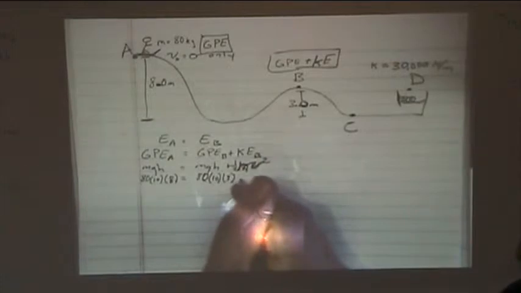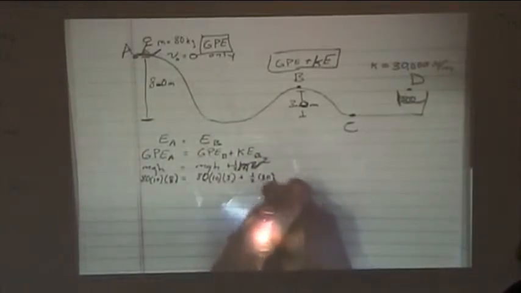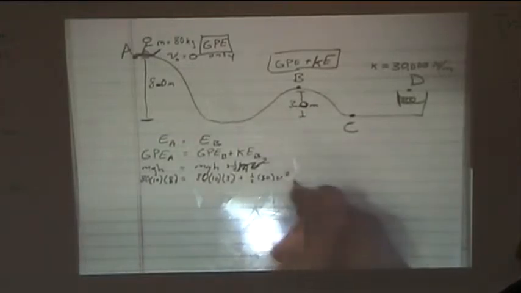What I can see here is that I have enough information to calculate the entire energy at point A. And so I can do 80 kilograms times 10 for little g times 8 meters. And then I can do, sorry, that's 80 times 10 times 3 meters, plus 1/2 times 80 times v squared.